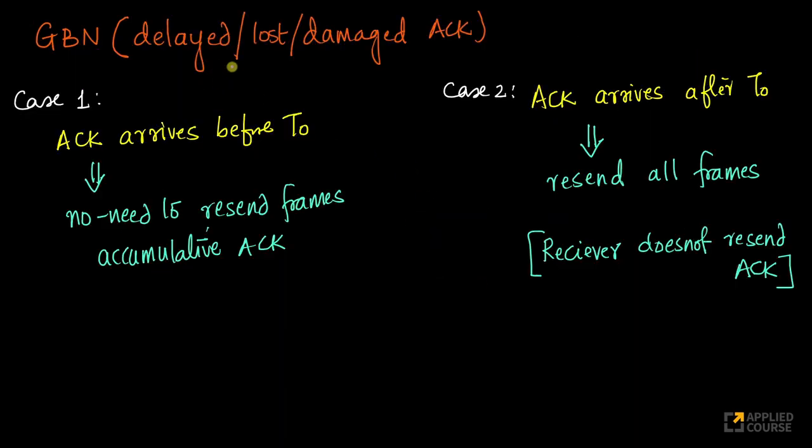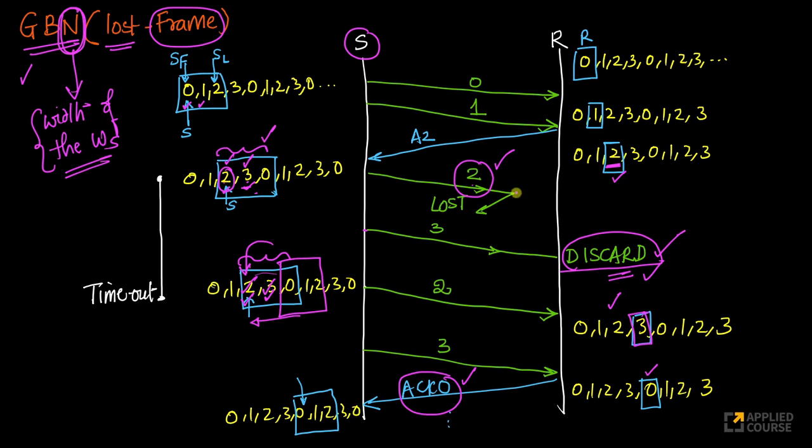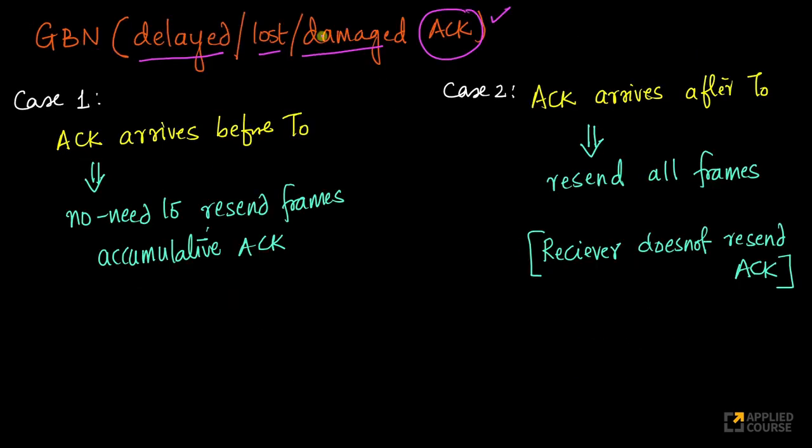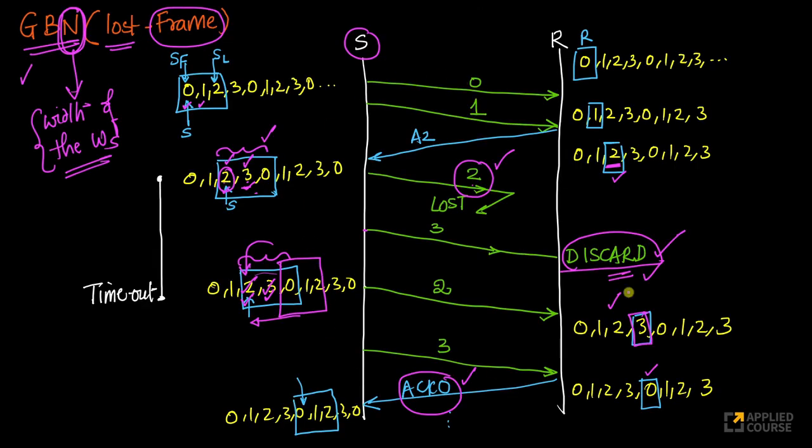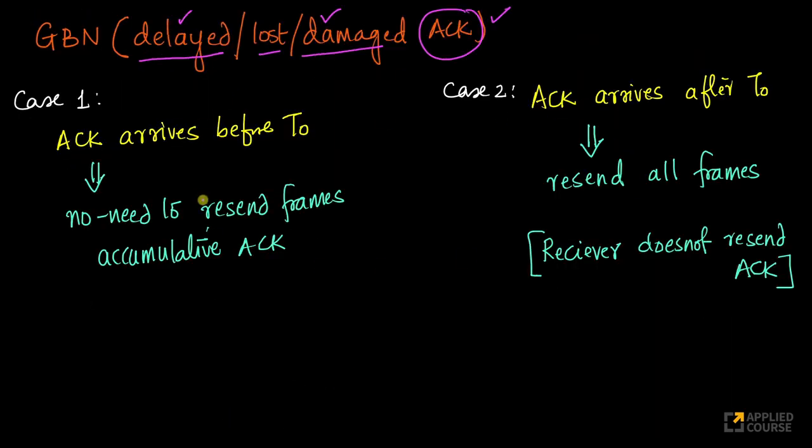Now what happens? There are other cases also. I could have a delayed, lost or damaged acknowledgement. Imagine, just like the way a data frame could be lost, my acknowledgement also could be lost, or my acknowledgement is damaged, or my acknowledgement is delayed. Then what happens? There are broadly 2 cases that can happen, without going into these diagrams in lots of depth.